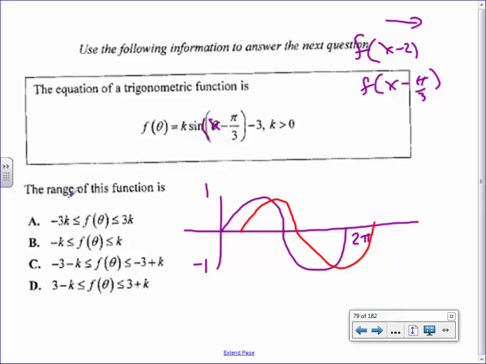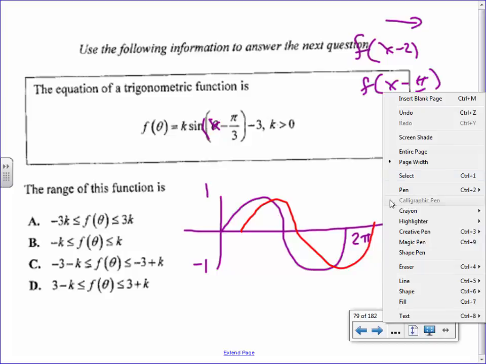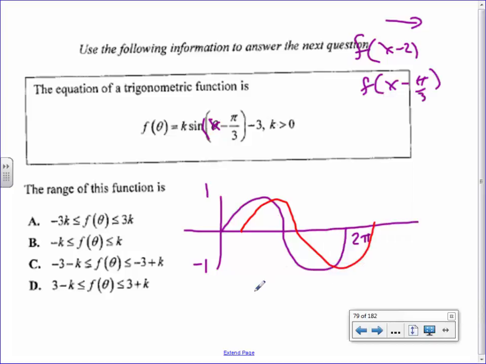How does that affect the range of the graph? If I slide it to the right, it doesn't affect it at all, actually. Okay. What about this minus 3? What does a minus 3 do to the graph? Yeah, moves it down 3. So now my graph would be like somewhere down here. Would that affect the range? Yeah. The range is now 3 units less than it used to be.